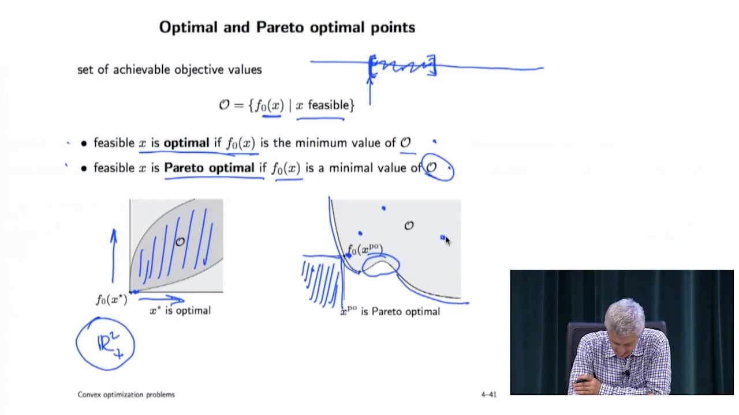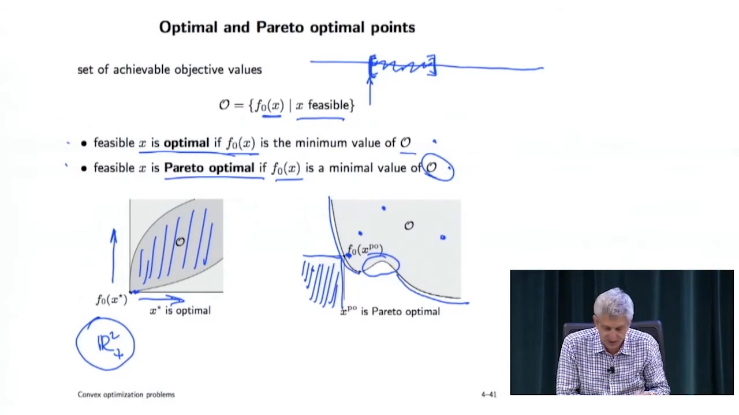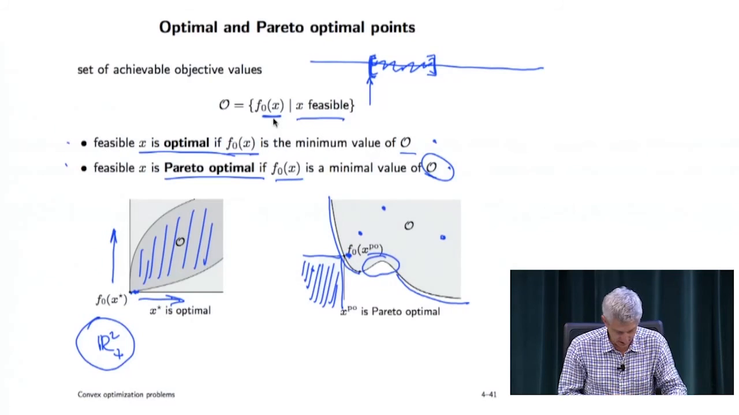One way to say it is something like this. If a point is not Pareto optimal, then there is a better point in the set. So another name for not Pareto optimal is dumb. It's a dumb choice because it says that I can find a feasible point x which beats yours unambiguously, that it's less than or equal to in the cone.